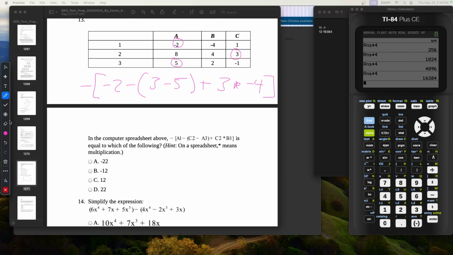Can you guys do this one? Feel free to use your calculator. Feel free to do it by hand. Again, it's not left to right. It's the order of operations. Parentheses first. There's no exponents here, but then after parentheses, you do multiplication first, and then you do the addition and subtraction.